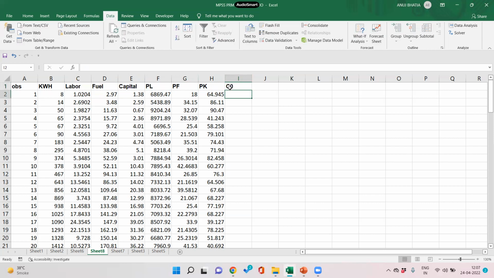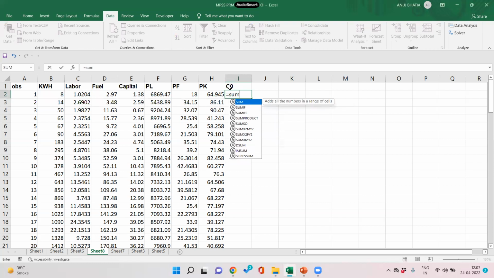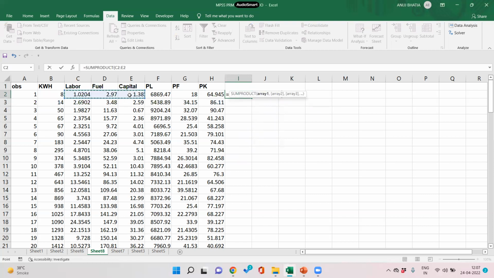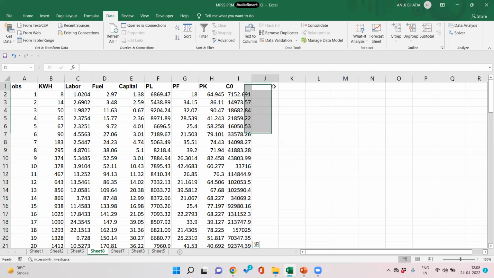First, I find actual cost. Actual cost is the sum product of quantities of input and prices of input. This is actual cost for firm number 1. We need weights. We set the weights to 0.